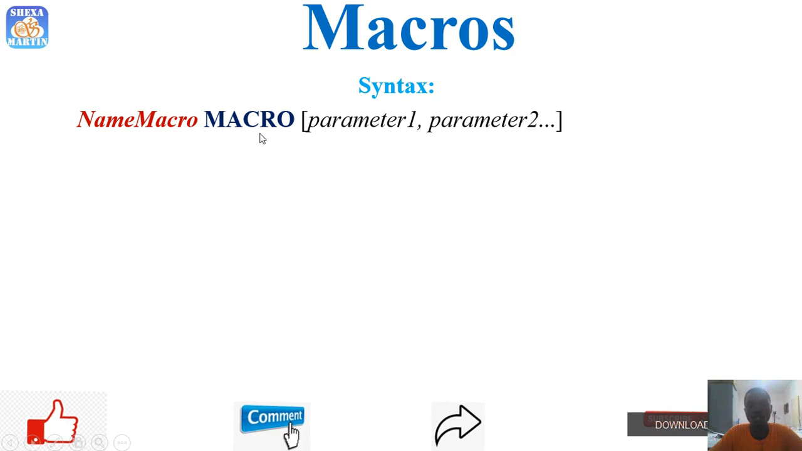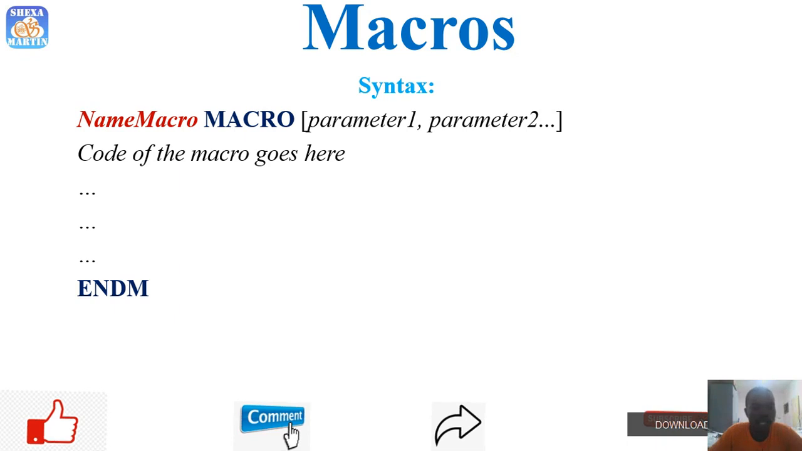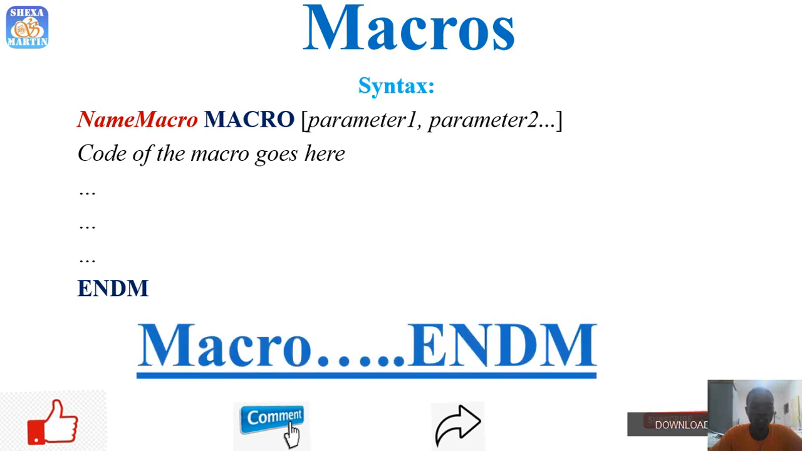To define a macro. It's our keyword which tells the assembler that this is the macro. And then we put our parameters in there: parameter 1, parameter 2, and so forth. And then the code goes there, more code, more code, up until we get to the end. And at the end you say endm. Endm is another directive that is used to tell the assembler that this is the end of my macro. You get what I'm saying?